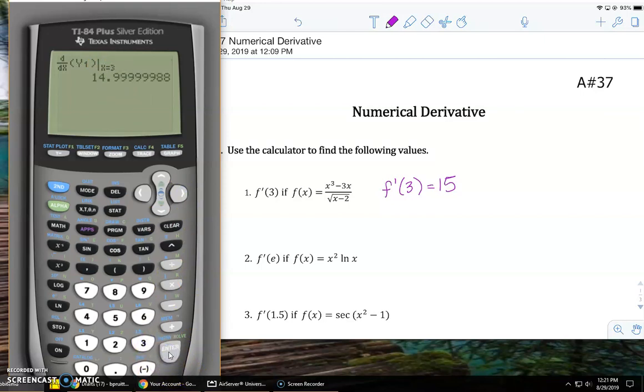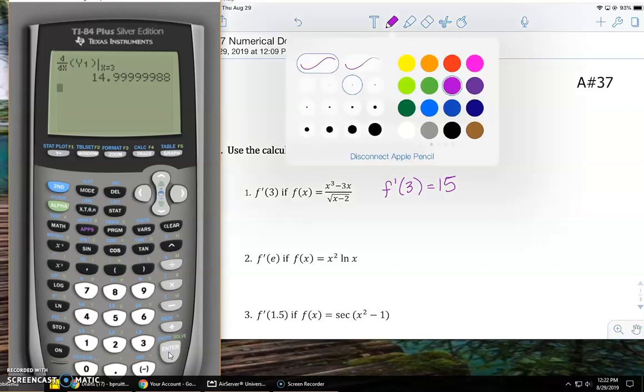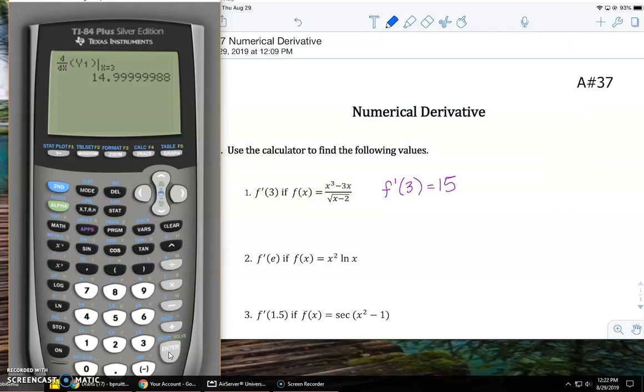And notice the calculator gives you 14.9999. If we rounded to 3 decimal places, that would be 15. So I get the exact same thing both ways. So that's how you find a derivative at a point. Now I actually want to show you something else because this is really cool. It's not on your paper, but we're going to add this question in.